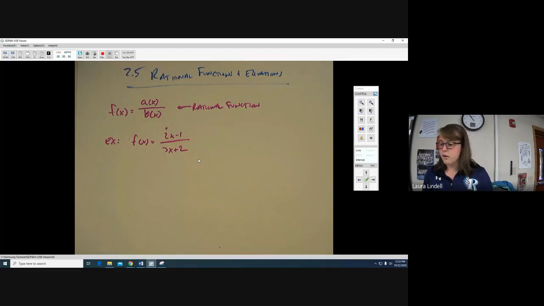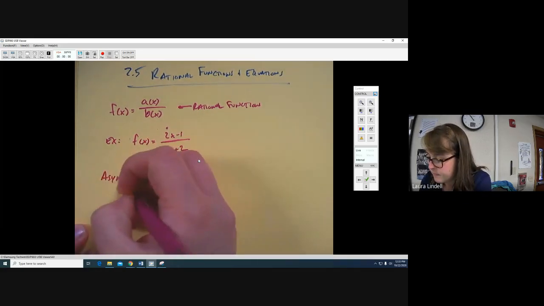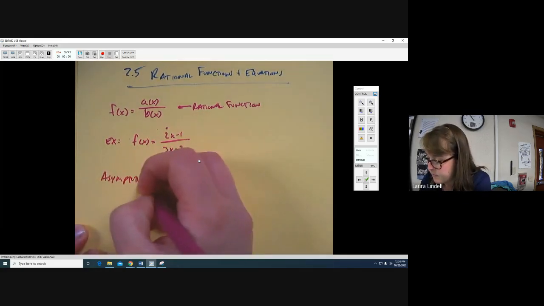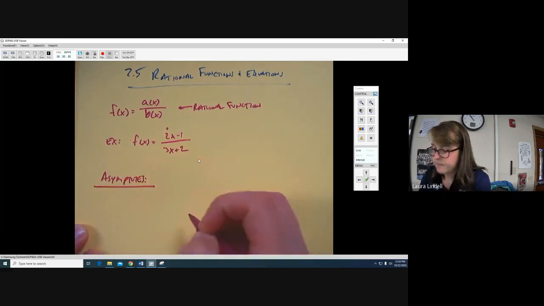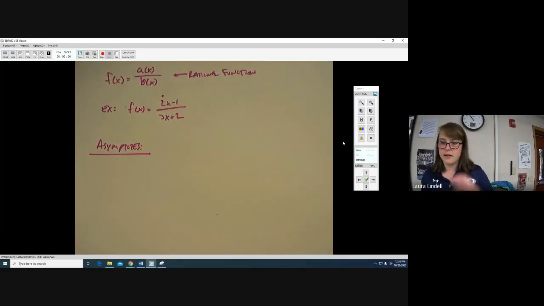So there's three different types of asymptotes we're going to be calculating. The first one is the vertical asymptote, and it's probably the easiest one to find.